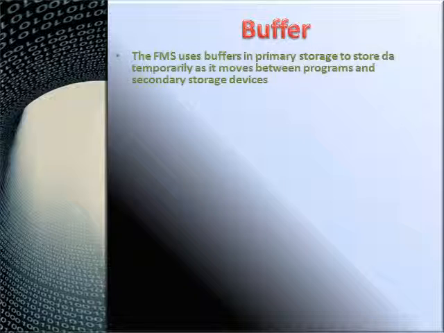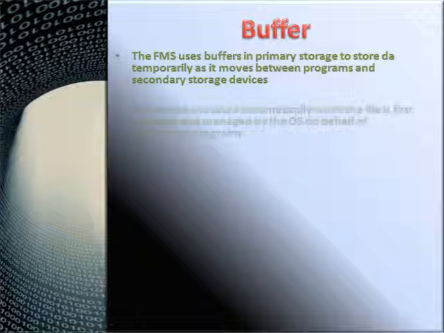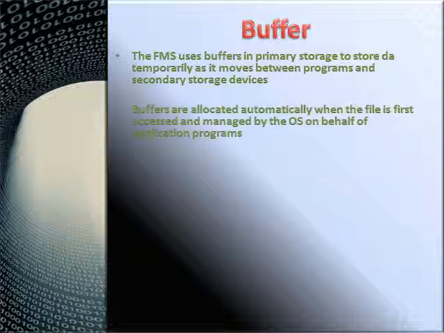Buffer. The FMS uses buffers in primary storage to store data temporarily as it moves between programs and secondary storage devices. Buffers are allocated automatically when the file is first accessed and managed by the OS on behalf of application programs. Each buffer is the size of one allocation unit.